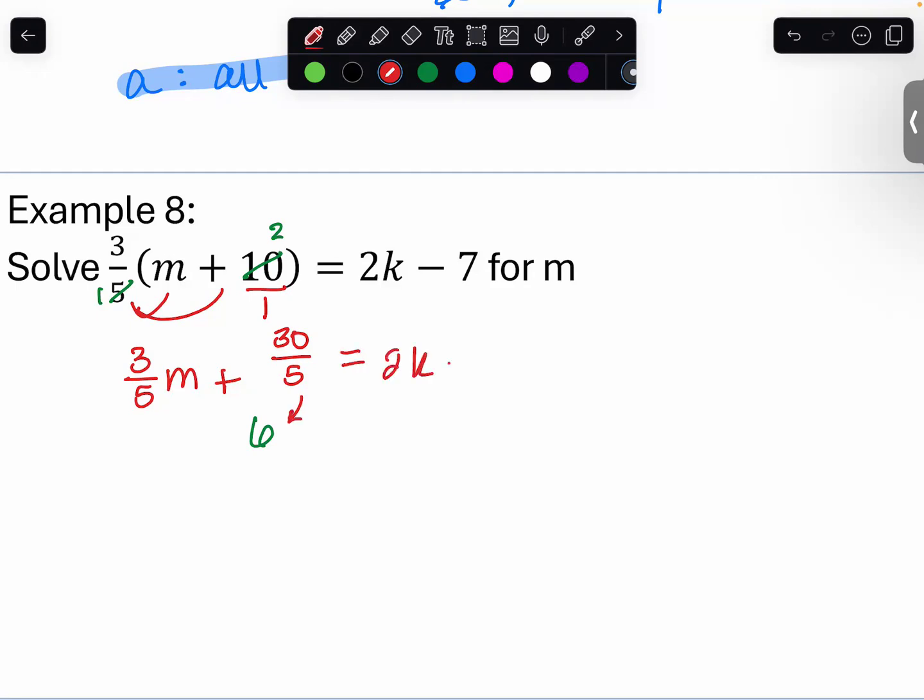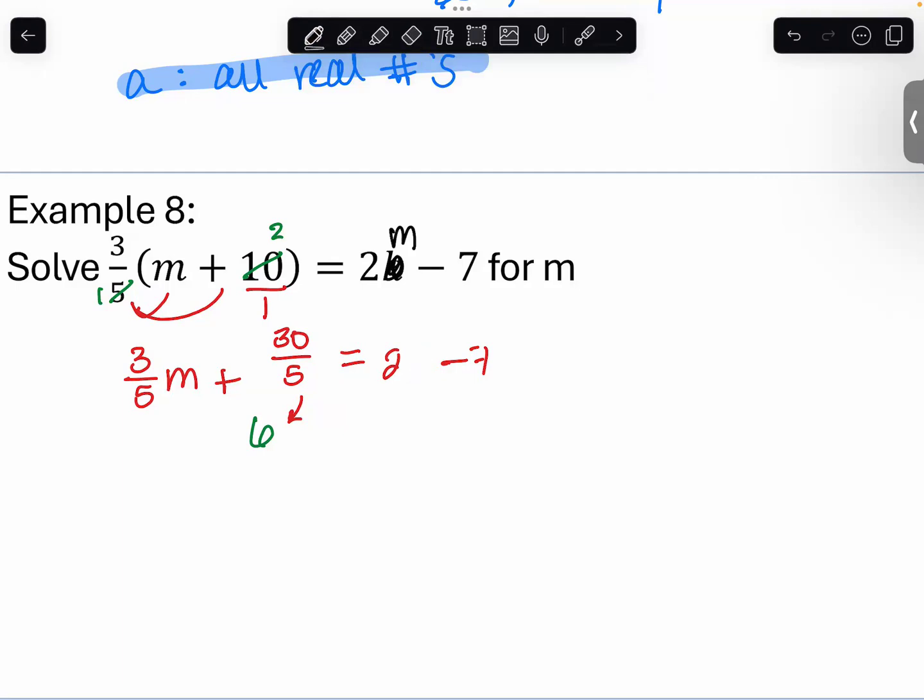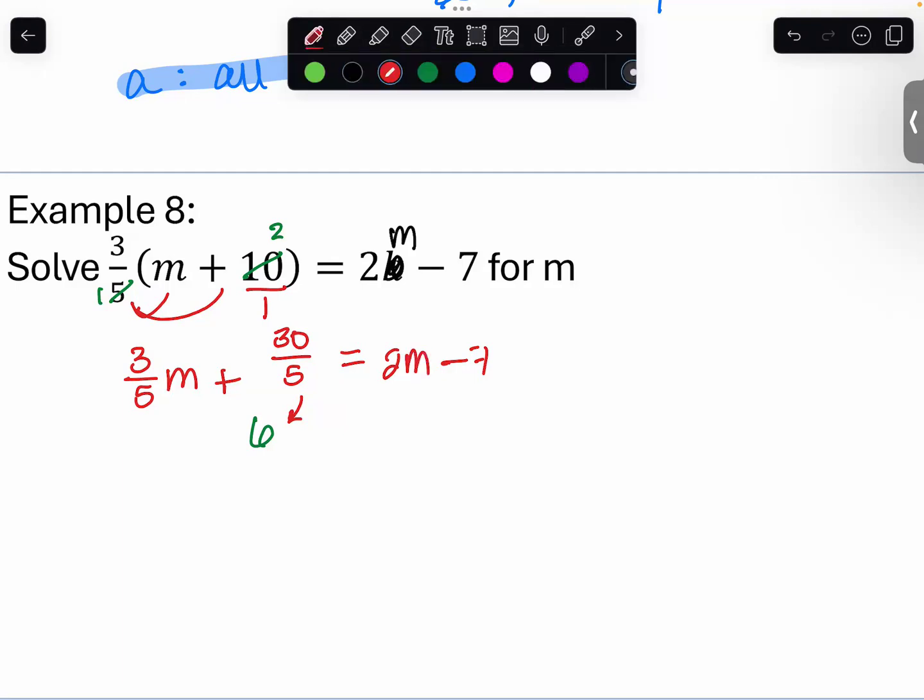And that equals 2k minus 7. Ooh, sorry, that should be an m. It'll be fixed for you guys' notes.